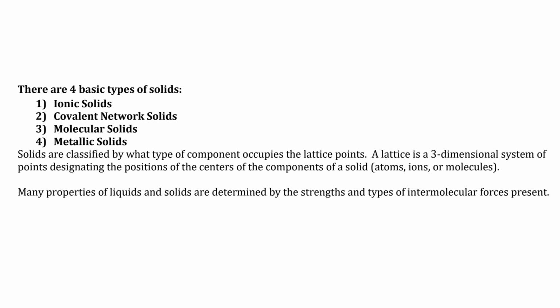The four basic types are ionic solids, covalent network solids, molecular solids, and metallic solids. Solids are classified by what type of component occupies the lattice points. A lattice is a 3D system of points designating positions of the centers of the components of a solid: atoms, ions, or molecules. Many properties of liquids and solids are determined by the strengths and types of intermolecular forces present.